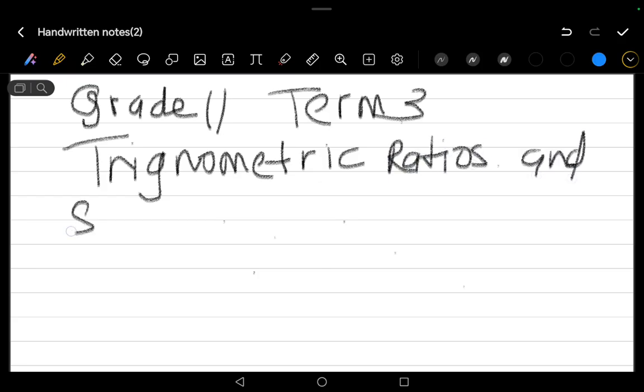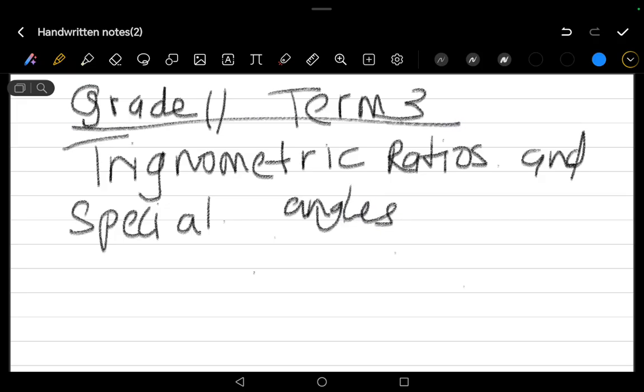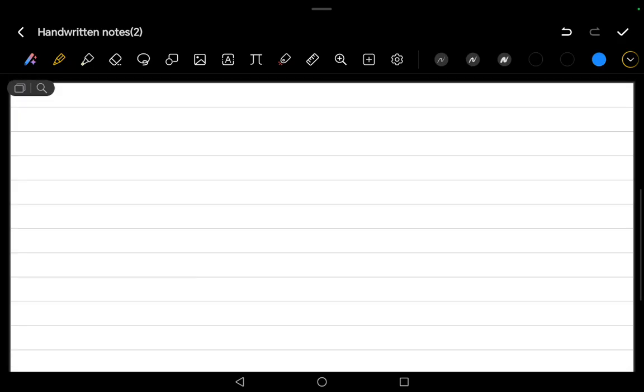And special angles. Okay, we're going to be doing this today. After this lesson, you have to be able to recall all three trigonometric ratios. You also have to know how to determine the values of trigonometric ratios for special angles. You should also be able to apply SOHCAHTOA to solve right angle triangles.